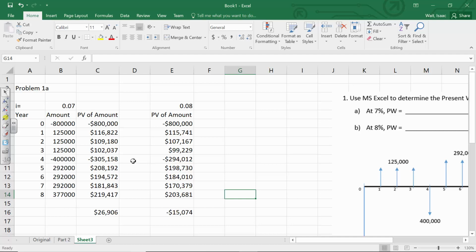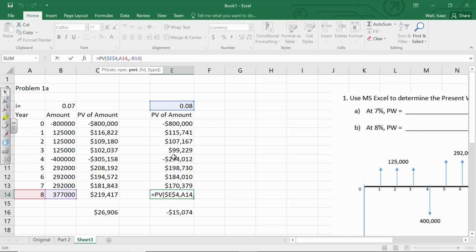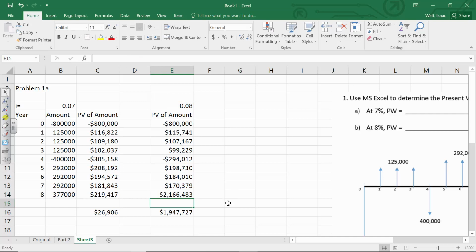By the way, just to remind you why we put in the double comma when we're using the PV function, look what happens if I don't have the double comma. Let's just use this year 8 as an illustration. So I'm going to delete that. All right. So if I have this reference to $377,000 in the payment field, Excel thinks what I mean is 8 payments of $377,000 each. Take that to year 0.